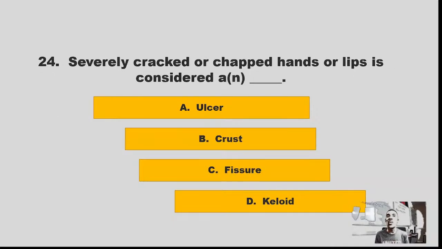Severely cracked or chapped hands or lips is considered, is it an ulcer, a crust, a fissure, or a keloid? If you were to take two of these off, which two would you take off? Severely cracked or chapped hands or lips is considered. Here's the answer. If you chose C, fissure, then you are correct again. And on to the next question.